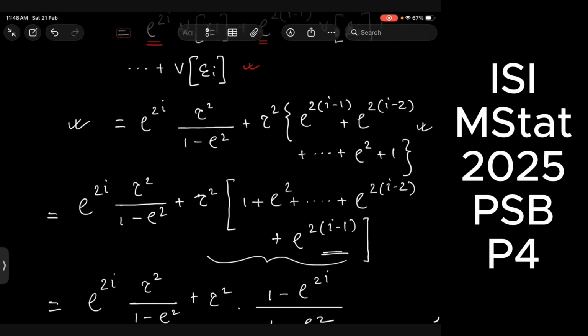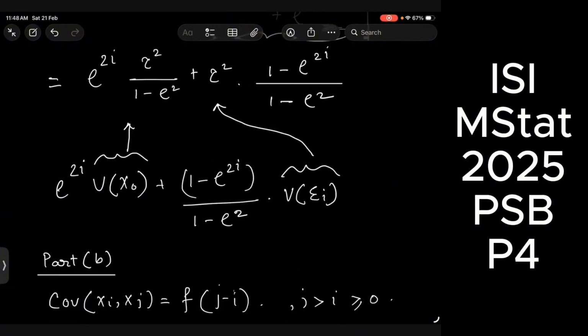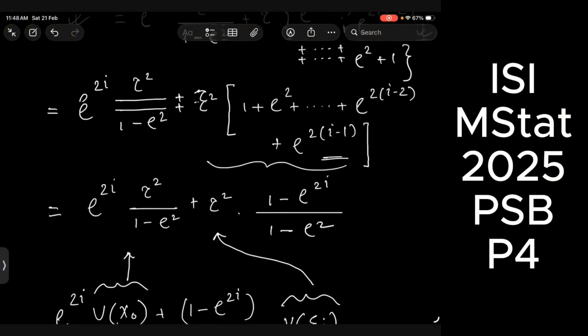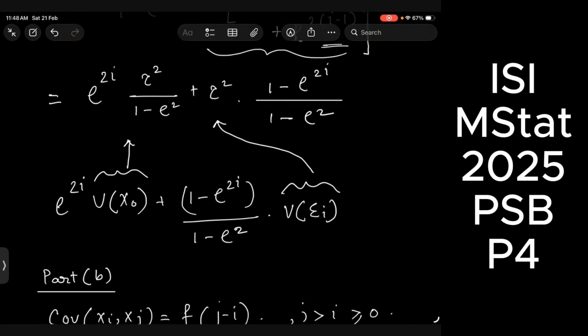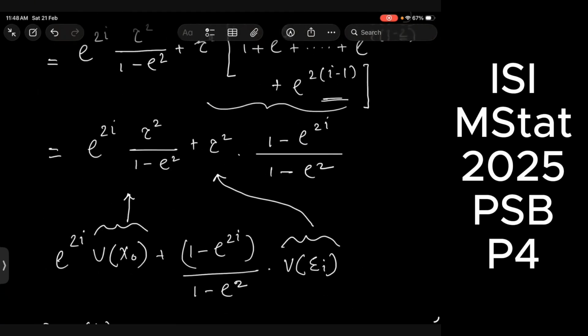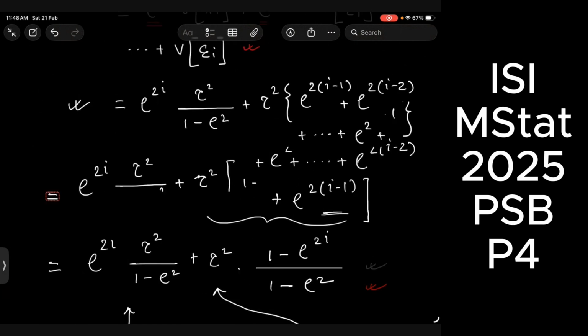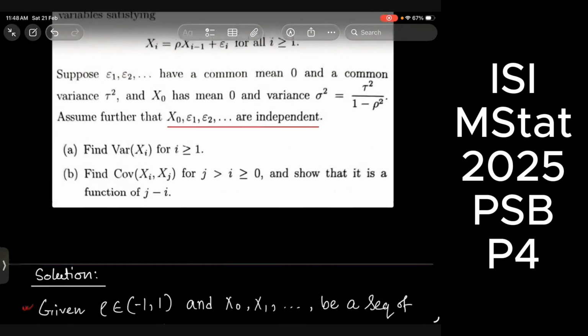I'm not getting any response from any of you. Yes, I understand. Okay. So this is the expression for the variance of xi. What is given?